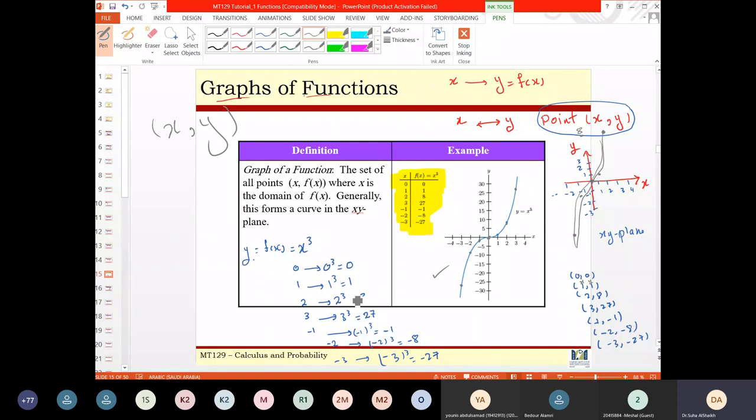Later on, when we go through the course, we will see how to use the derivative to sketch the graph, to imagine how the graph of a function looks like, okay? So this is the aim of the course. We will talk about the derivative. We will learn how to use the derivative to sketch the graph of a function. Okay?